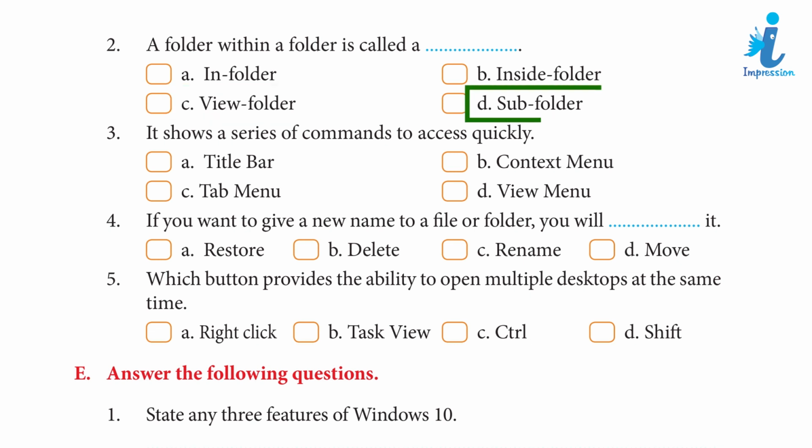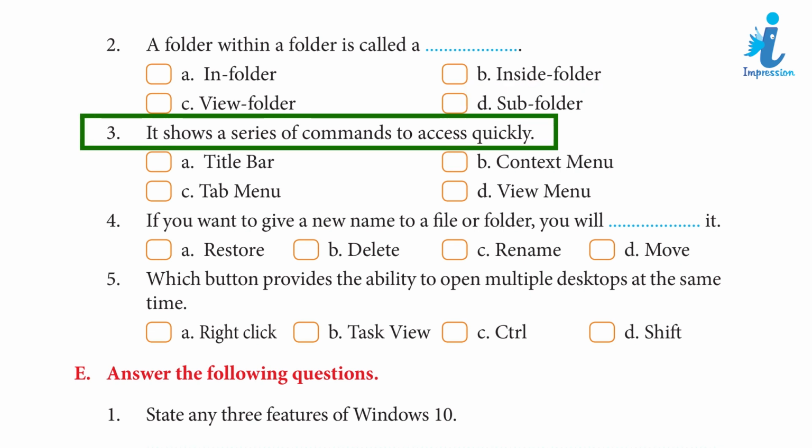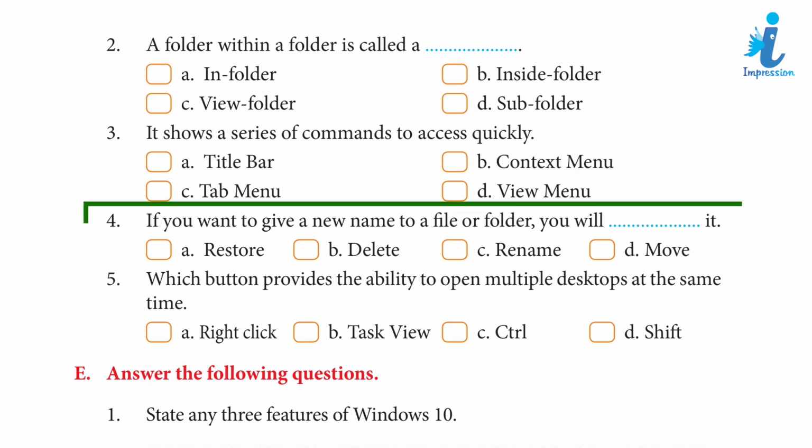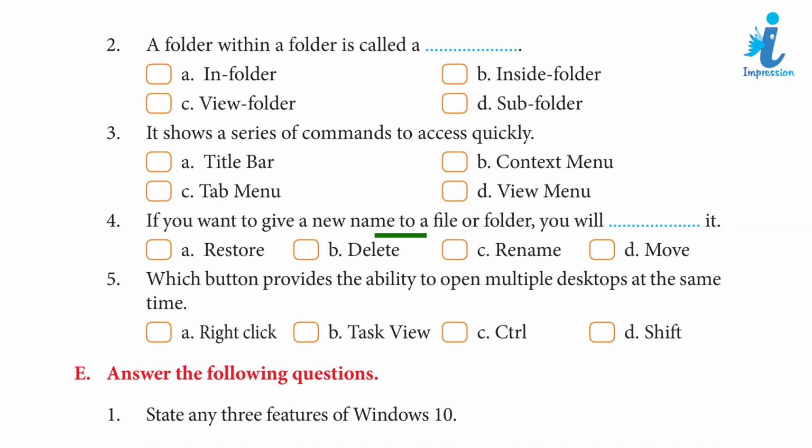Answer: D. Subfolder. 3. It shows a series of commands to access quickly. A. Title bar. B. Context menu. C. Tab menu. D. View menu. Answer: B. Context menu. 4. If you want to give a new name to a file or folder, you will dash it. A. Restore. B. Delete. C. Rename. D. Move. Answer: C. Rename.